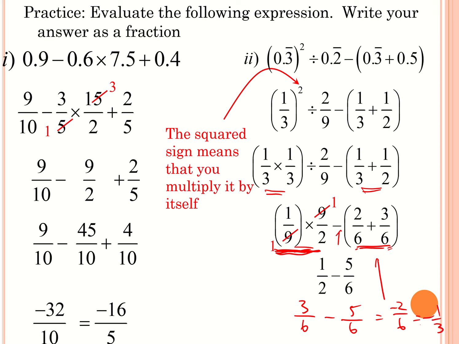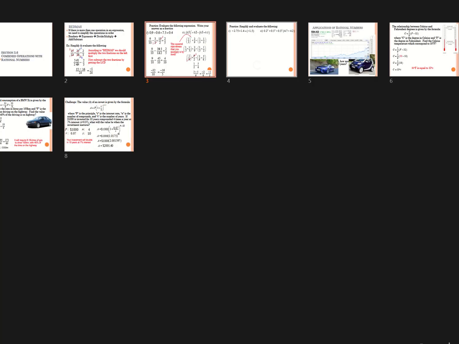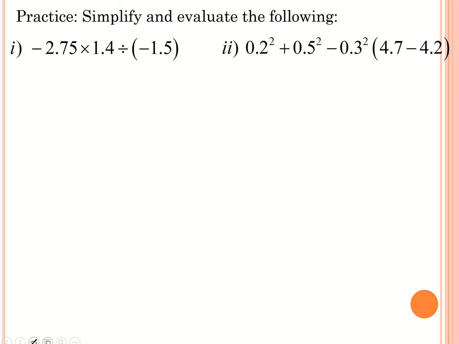Anyways, here we go. Next slide. So this one here, again, give students a few seconds to try this first. And when they're done, we can play the lesson. Okay. So anyways, I'm just going to continue on.